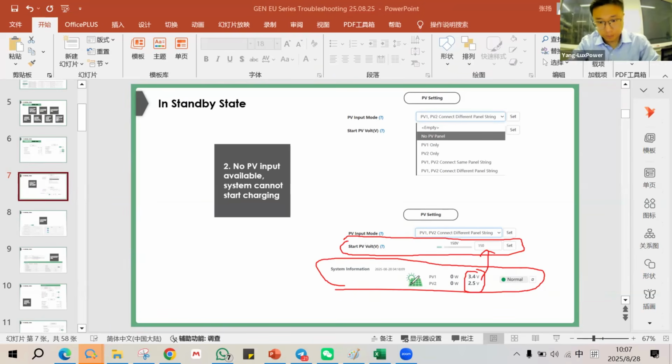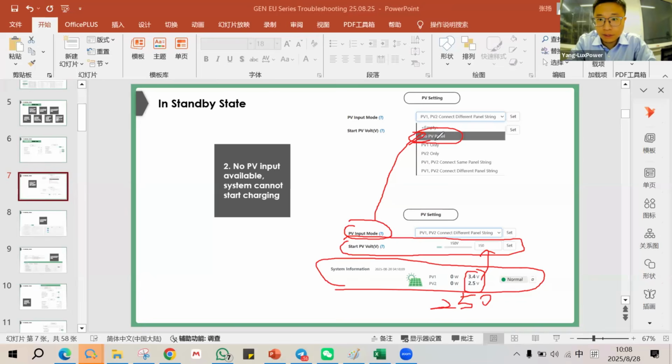It charges your battery and can also take your load. In some cases, you can see the voltage is already above 150, like 250, but it still doesn't charge. Then you need to check your PV input mode, like here. Maybe you made a mistake and chose no PV panels. Then you also can't charge anything.